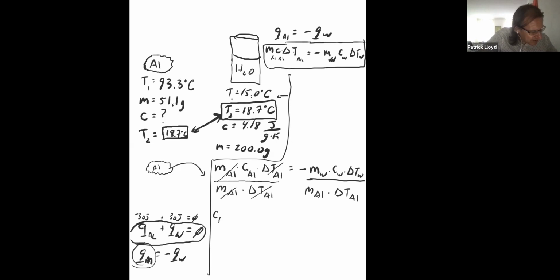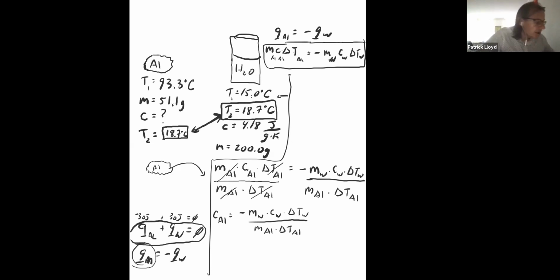So I'm just going to write this one more time. Don't forget this negative here. Mass of the water, specific heat of the water, change in temperature of the water, divided by mass of the aluminum, change in temperature of the aluminum. Okay? That's how we're going about it.